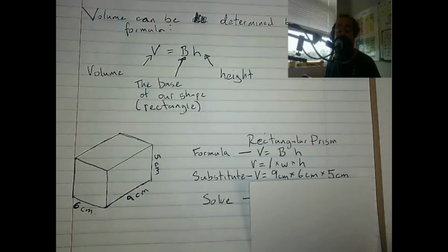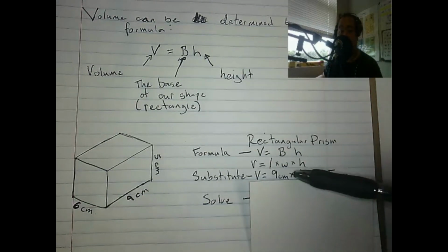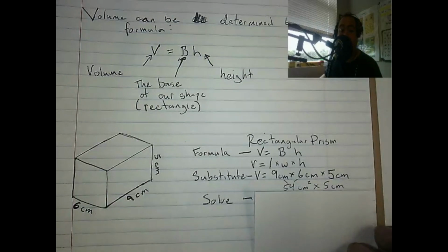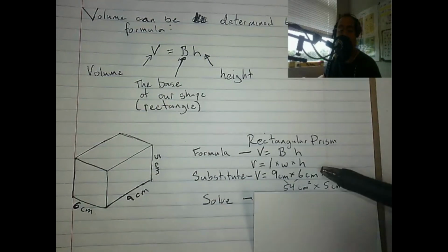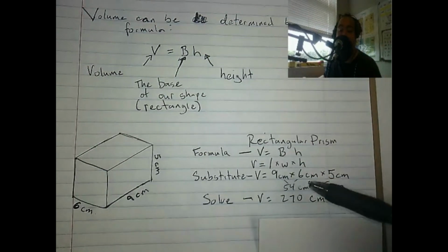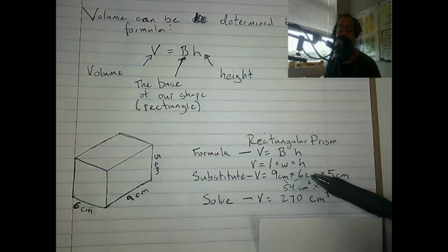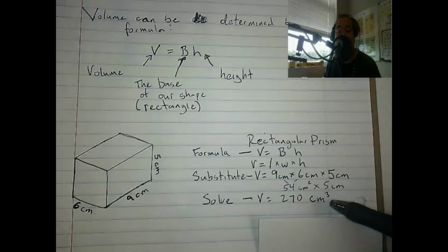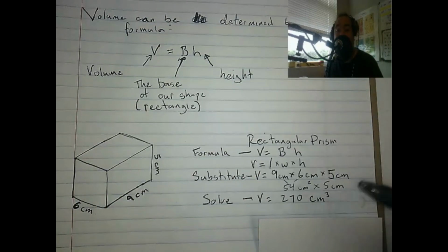Alright, so I went ahead and worked out the problem. First thing I did was I multiplied 9 centimeters times the 6 centimeters, which gives me 54 centimeters squared, because centimeters times centimeters equals centimeters squared. Now my last step is to multiply that last 5 centimeters. So 54 centimeters squared times 5 centimeters is going to give me 270 centimeters cubed, because I have centimeters times another centimeter times another centimeter. So I'm multiplying it 3 times, so I can rewrite that as centimeters cubed. Remember, whenever we're finding volume, our units are going to be in centimeters cubed. Centimeters to the power of 3.